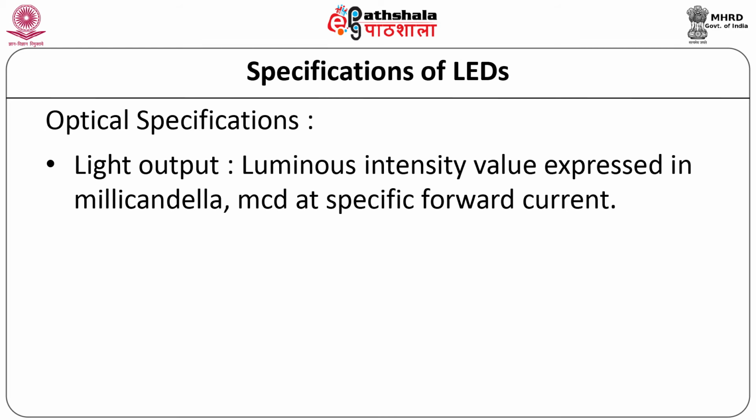Light output. The light intensity specification is not of crucial importance for most indicator applications, but with LEDs being used nowadays for lighting purposes, this parameter has become very important. The light output from an LED is quantified as luminous intensity value and is expressed in millicandela or mcd. The luminous intensity value for an LED must be quoted for a given current. Many LEDs operate at currents of around 20 mA, but the light output of an LED increases with increase in forward current.